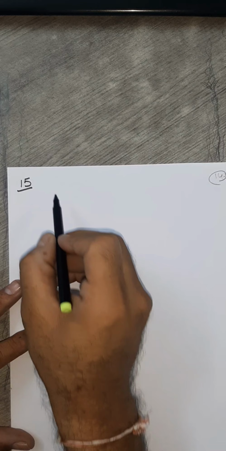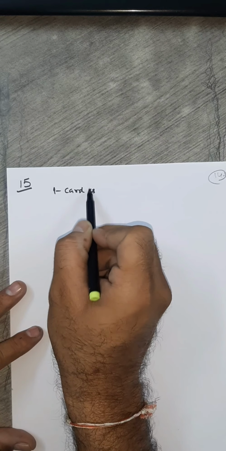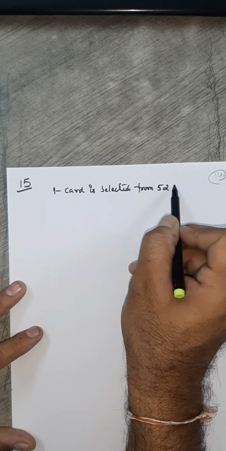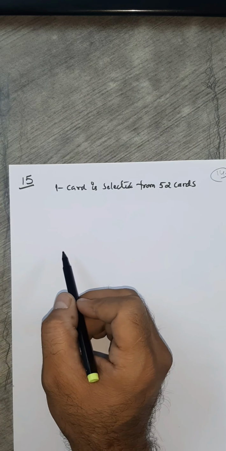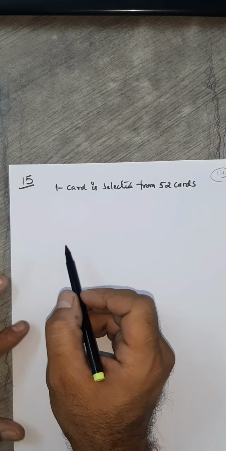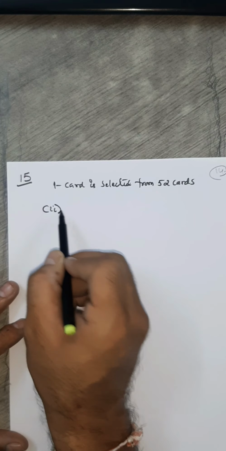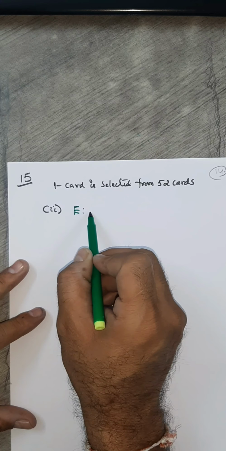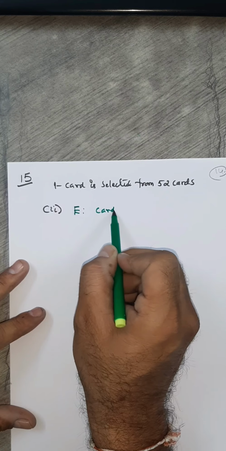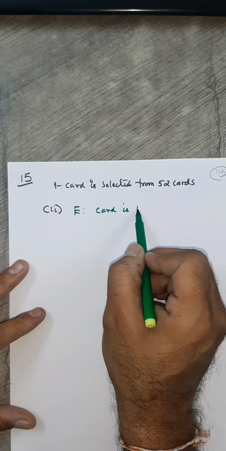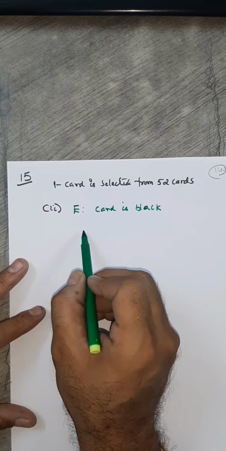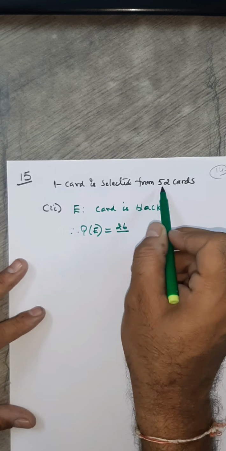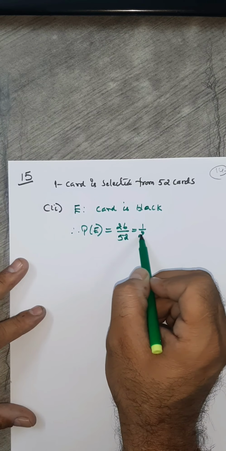Question number 15. There one card is selected from 52 cards. From 52 cards, that's given to you. There are 3 sub-questions. Everywhere you are asked to check whether events are independent or not. We'll do just the second one. The other 2 you can try. In the second one, the event E is that the selected card is black. Now how many black color cards? You know, 26. So what's the probability of E? That is 26 by total 52. That is just half. Right?